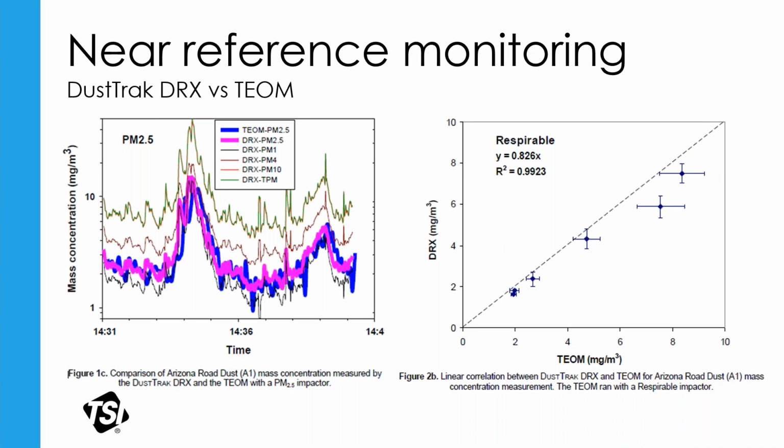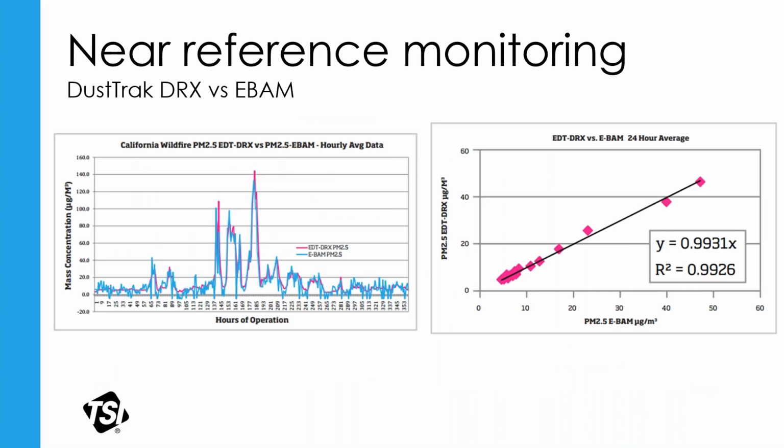What can be done with a real-time near reference monitor? Absolutely. What we got here is just kind of how a DustTrak DRX did compared to a TOM. And you can see the line there. The R squared there is pretty strong, and the correlation is pretty strong between the two instruments. And we kind of did the same thing with an EBAM. Had a little bit of help from the state of California.